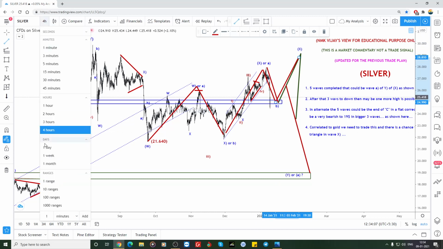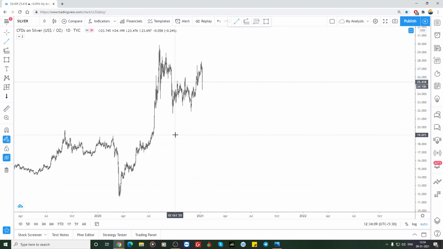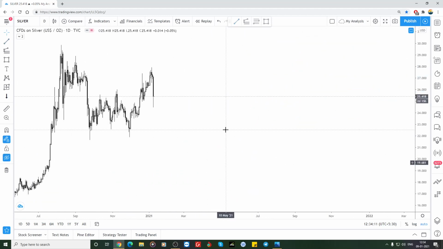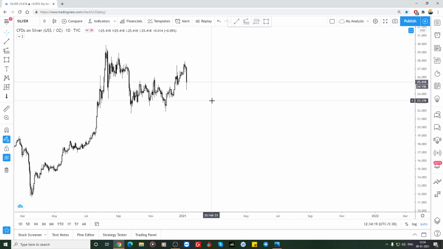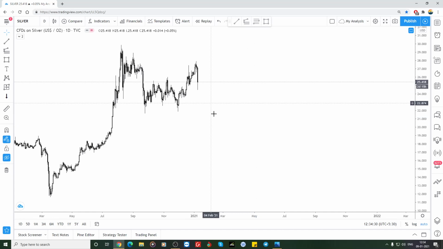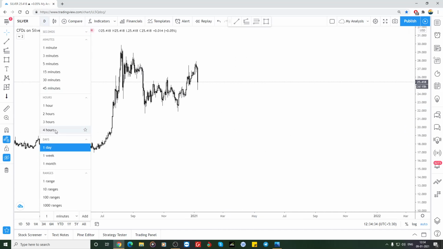And if you look cleanly at the daily, it's very simple, right? ABC, A, ABC, B, and C. So that is why I keep on saying, right? My count, one more high is also possible, or from here it can come down also. Anything is possible. But my target is nearly that 18 to 19 has to touch.